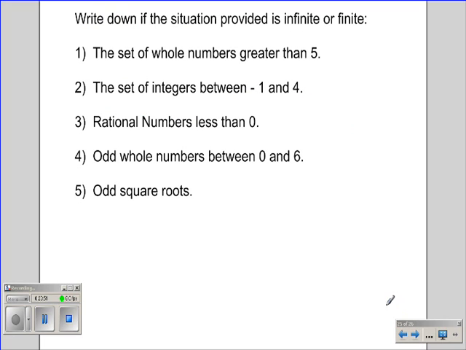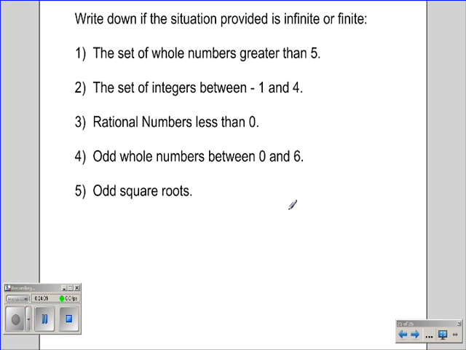So I would like for you at this time to write down if the situation provided is infinite or finite, and I will check that in about 30 seconds. You may want to pause the slideshow at this time.